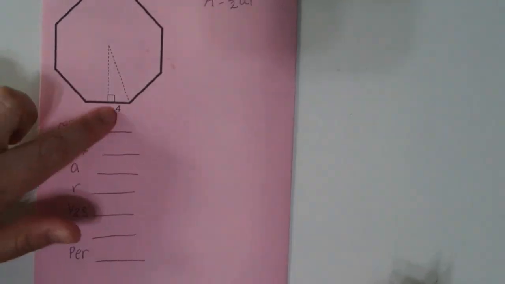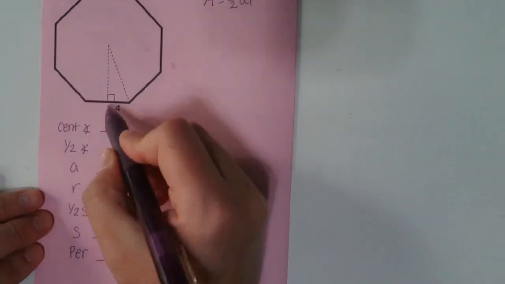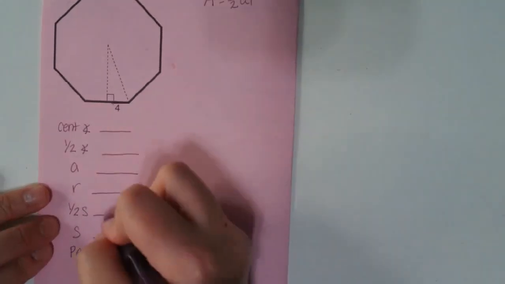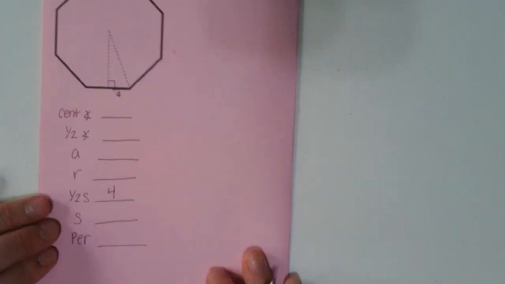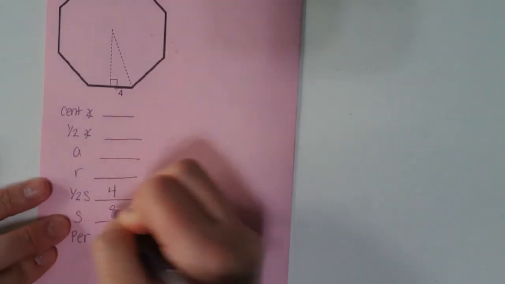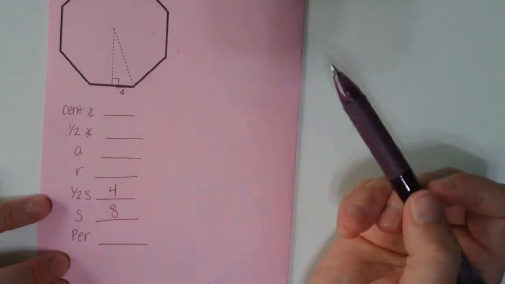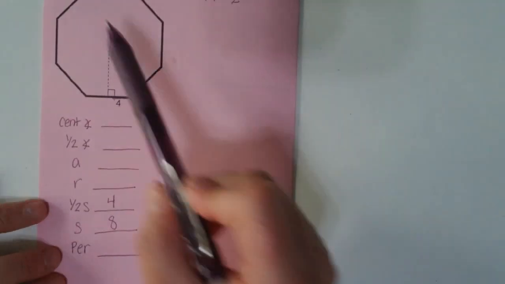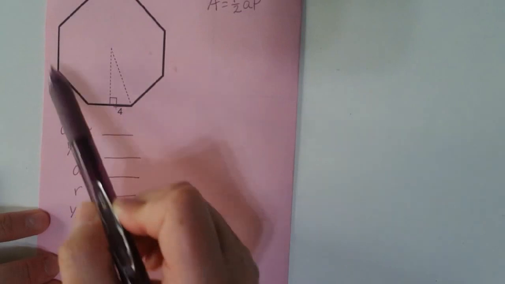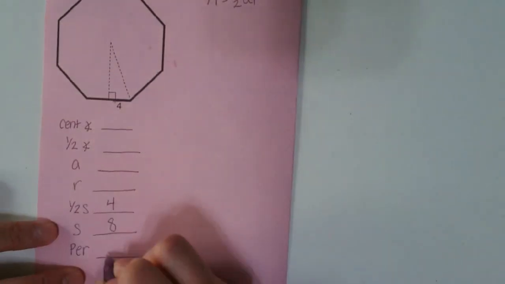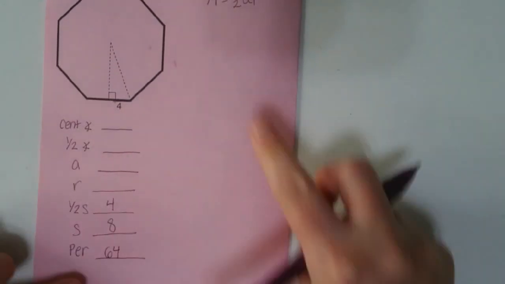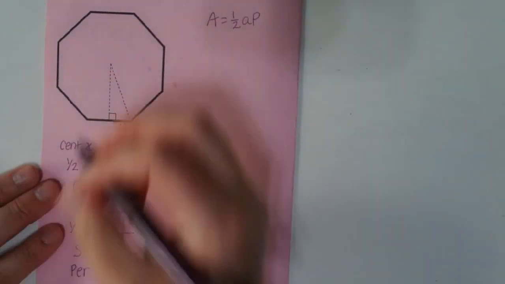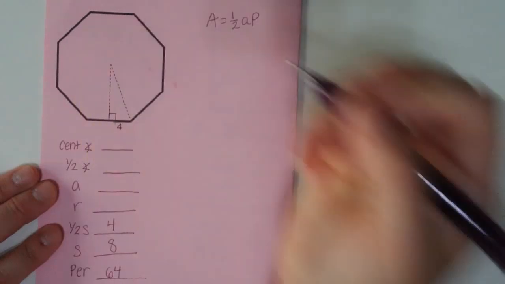All right, well, looking up here and what I know, for this right angle, this is half the side, which is 4. So I'm going to go ahead and put that here. If half the side is 4, then the whole side is 8. Well, to figure out the perimeter, there's 8 sides. 1, 2, 3, 4, 5, 6, 7, 8. So 8 times 8 is 64. So now I have the perimeter.